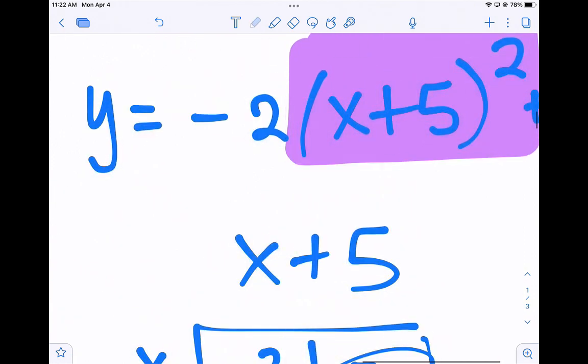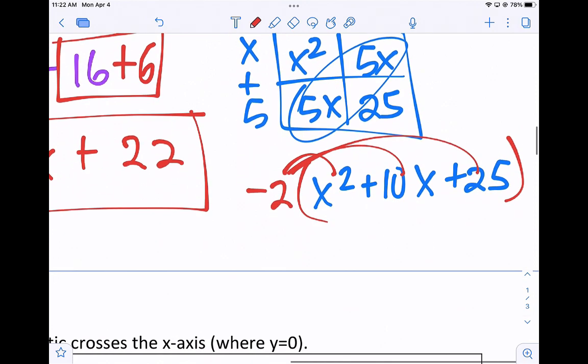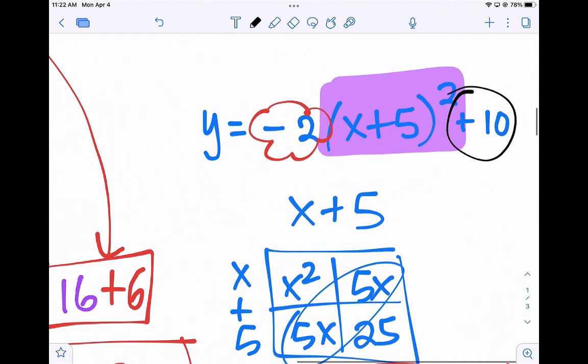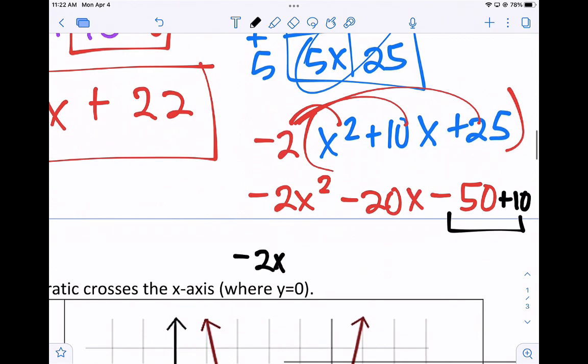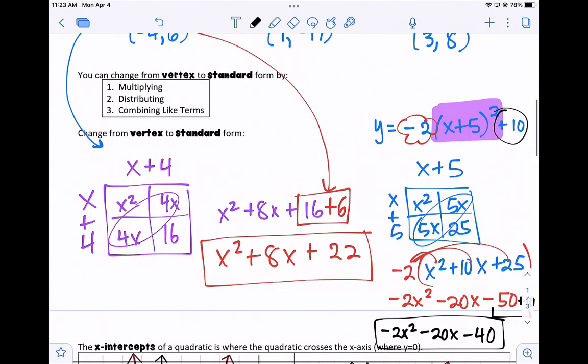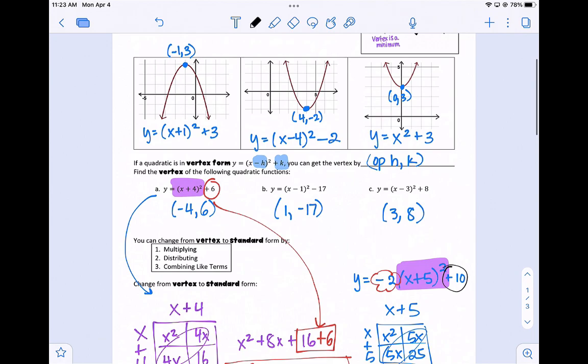Now this one has a number in front, this -2, so our next step is we will distribute that -2 to our previous answer. We'll get -2x squared minus 20x minus 50. Then our last step is we have this number hanging out at the end, this plus 10. We'll just tack it on at the end and combine like terms, and we'll get -2x squared minus 20x minus 40. And there's our final answer. So that's changing it from vertex to standard form. You multiply, distribute, and combine like terms. That's everything about the vertex on this page.